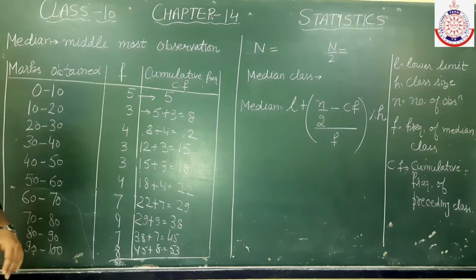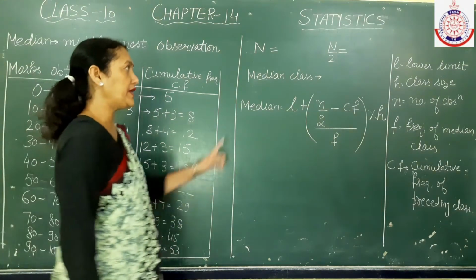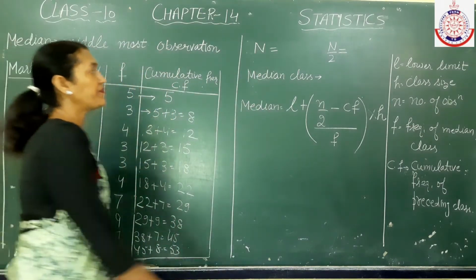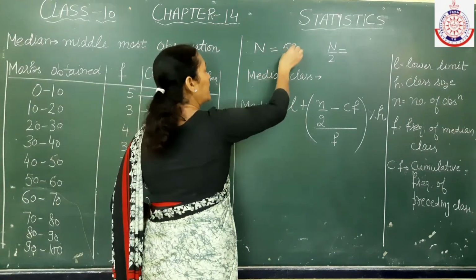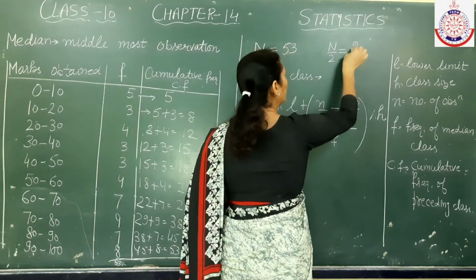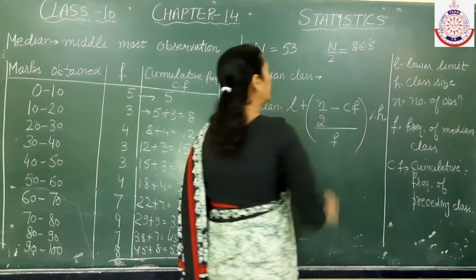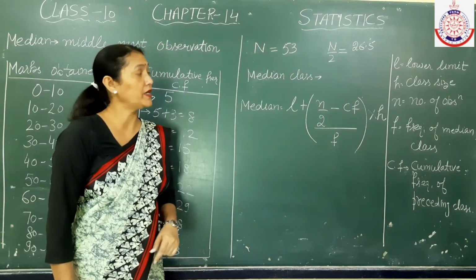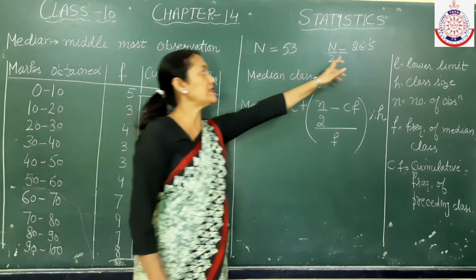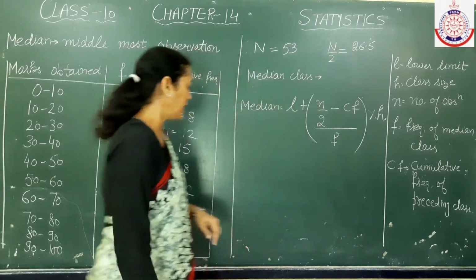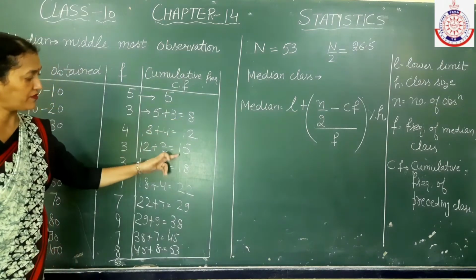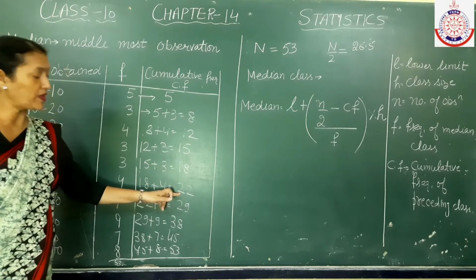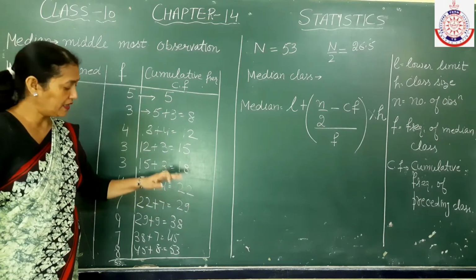After calculating cumulative frequency, we have to find half of it. So n means total of frequencies, so capital N comes out to be 53. If you divide it by 2, we get 26.5. 53 divided by 2 gives 26.5. Now we have to check where this 26.5 lies. 8, 12, 15, 18, 22. Here it is up to 22 only. So 26.5 will not come in this category. It will come here.